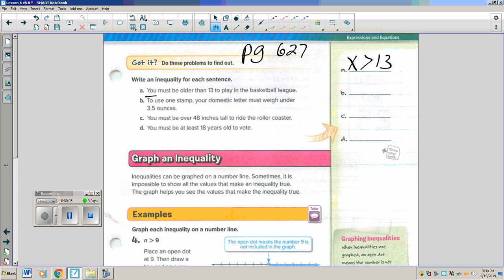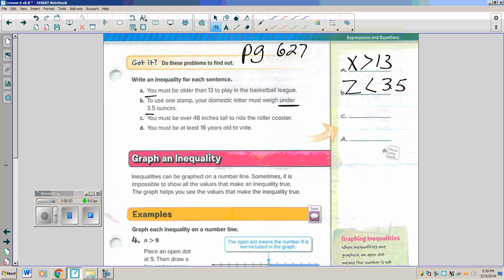B, to use one stamp, your domestic letter must weigh under 3.5. Z, my letter, has to be less than 3.5.